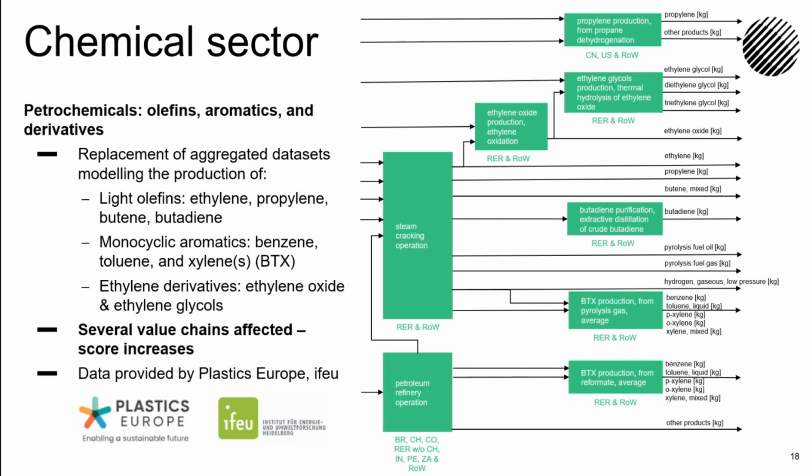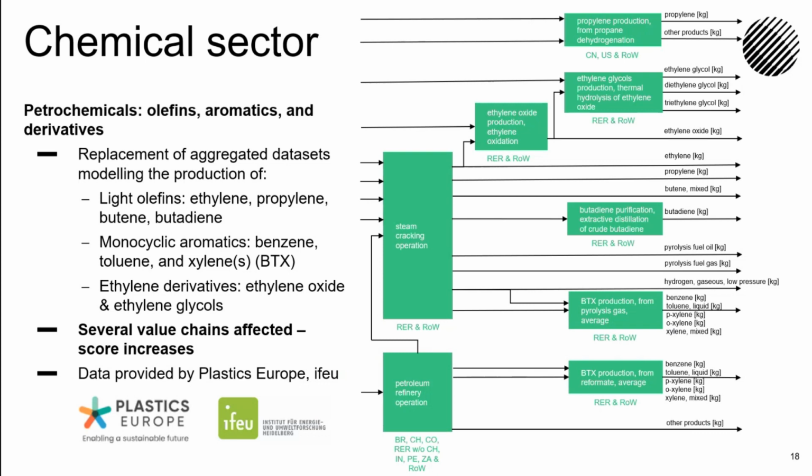Regarding the origin of the data, it comes in large part from the industry in Europe and was complemented with literature data. The industry data was provided by Plastics Europe and prepared with the support of EFOI. With the exception of propane dehydrogenation, the European datasets are representative of at least 80% of the European production.